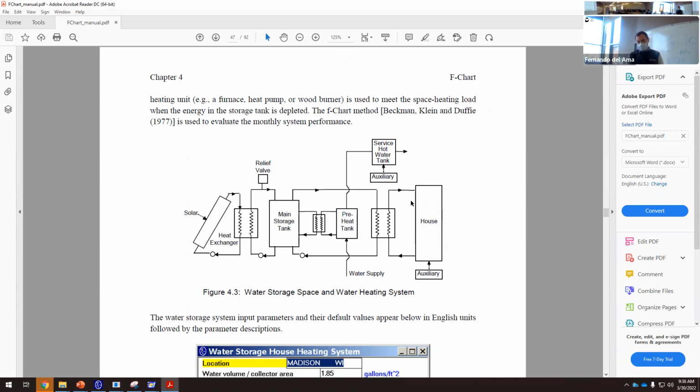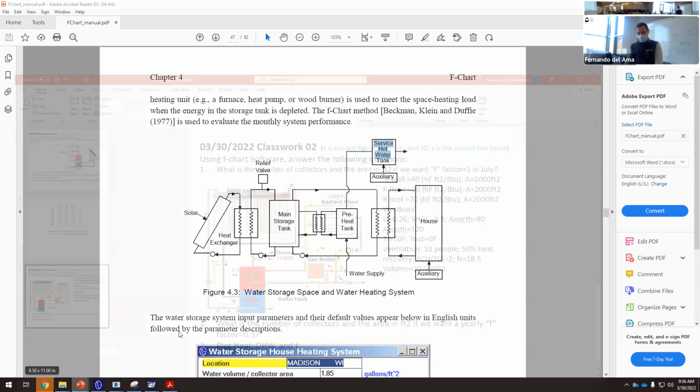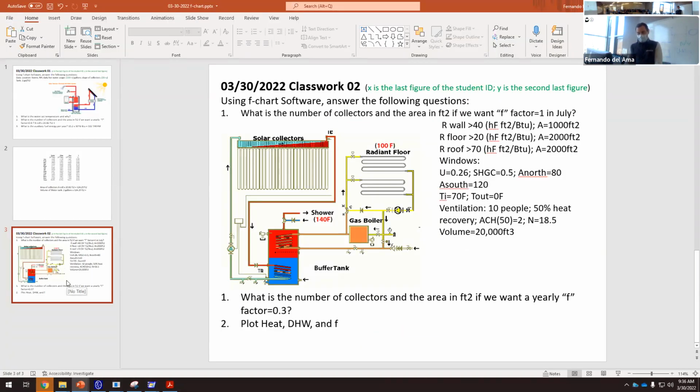And then we have another system that goes to the house. So probably this house is the radiant floor or the radiators. And then we have an auxiliary element here. I think it's too complicated, but what we have here is domestic hot water, because here we have the hot water tank. So this goes to the shower. And we have another pipe that goes to the house. How can we do that? Or how can we turn that into something more reasonable? Okay, let's do it.